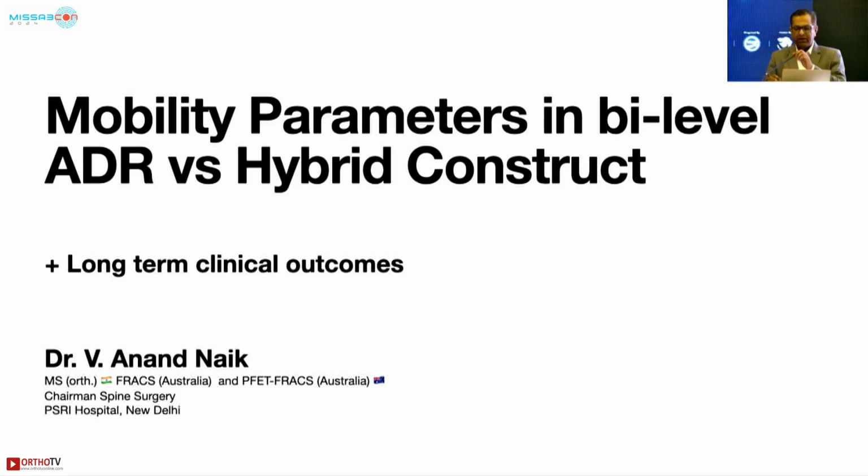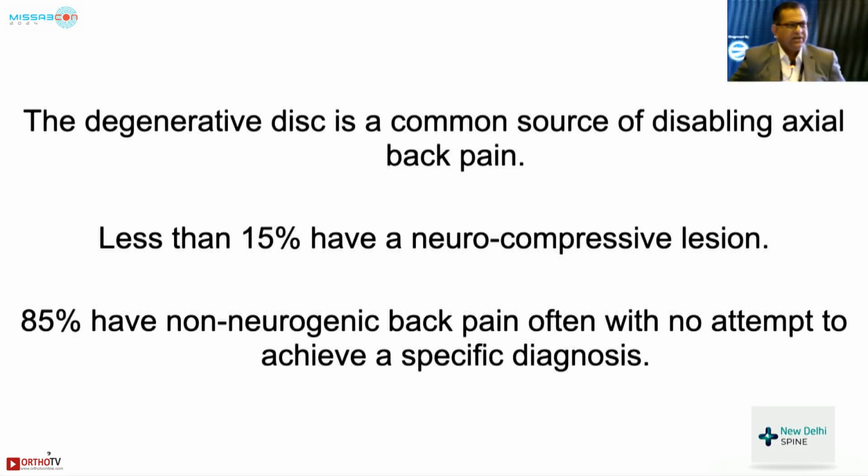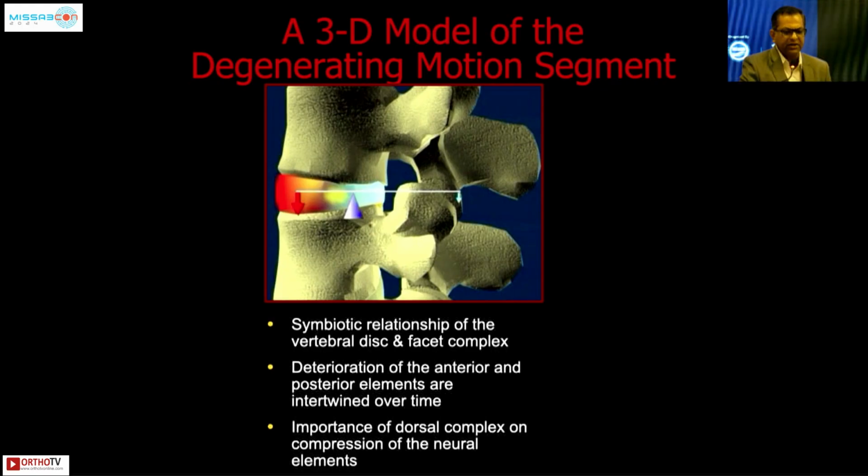The mobility parameters in bilevel ADR and hybrid construct. Degenerative disc disease is a very common source of disabling axial back pain, and we operate on people who have neurocompressive lesions, and the incidence or the numbers are less than 15%. But 85% of the time we never have any kind of neurocompressive lesion, and there is no specific attempt to achieve a specific diagnosis. So we ADR surgeons tend to follow the holy grail of identifying the pain generators.